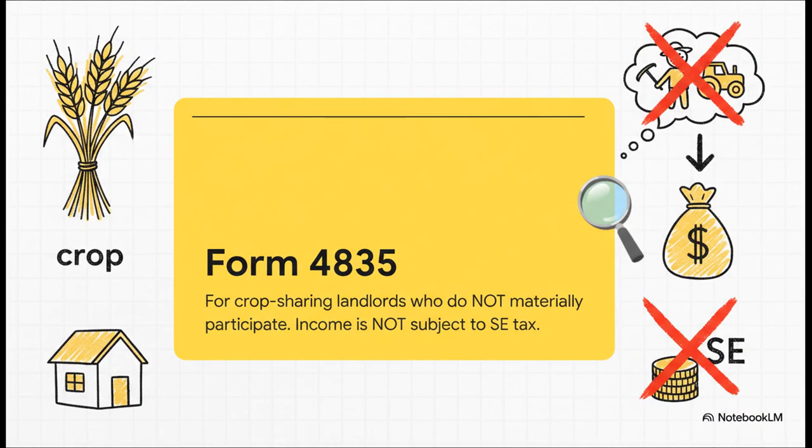Now let's look at its counterpart, Form 4835. This form has a very specific, very important job. It's designed for landowners who rent out their land under a crop sharing agreement. That means their rent is based on a share of whatever's produced. But, and this is the crucial part, they do not materially participate in running the farm. That's the key. Because there's no material participation, that income is not subject to self-employment tax.